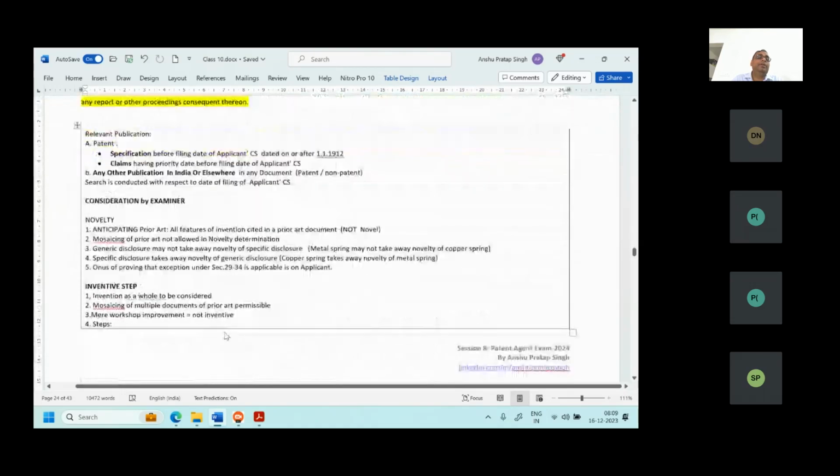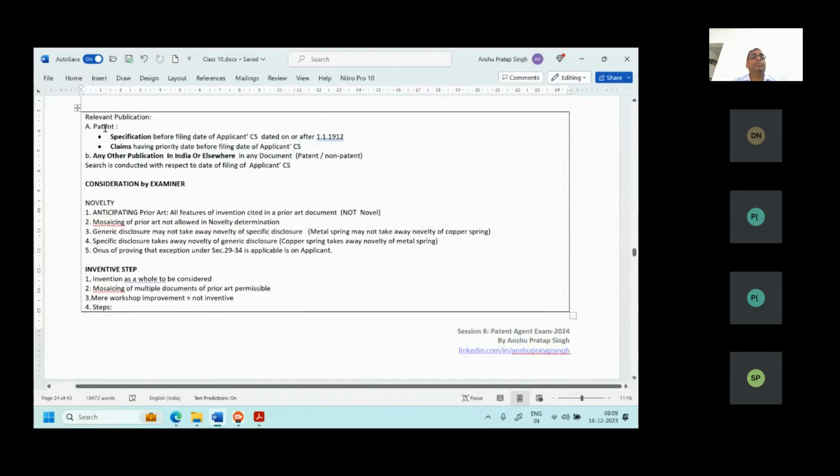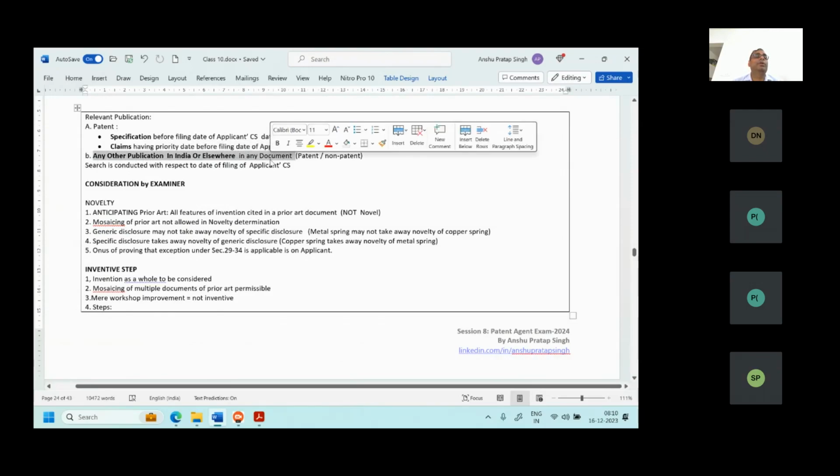So simply, this is the summary. What are the relevant provisions? Patent specification before the filing date of the applicant's complete specification, dated on or after 1/1/1912. Okay. Then claims having priority date before the filing date of the applicant's complete specification. Then any other publication in India or elsewhere in any document, patent and non-patent. Patent outside is outside patent, not Indian patent. Indian patent is here. Okay.